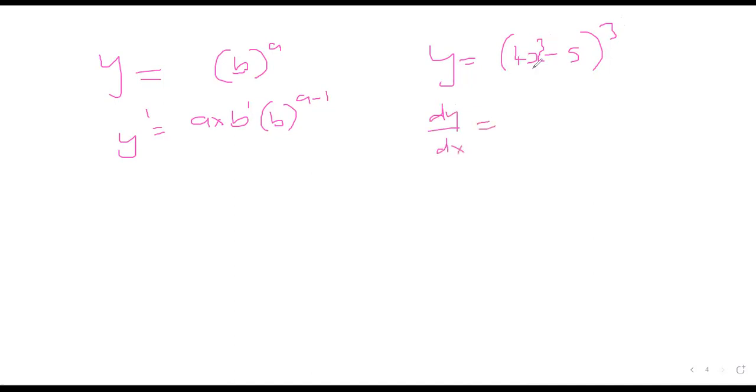differentiate what is inside here. This is 2 of what? x to the power 2. Okay. Times, you multiply the power here, it comes down there, times 3. Then leave what is inside as it is. 4x^3 minus 5. Then subtract 1 from this power there, which is a 2. The final answer of what? It is 6x^2 (4x^3 minus 5) to the power 2.